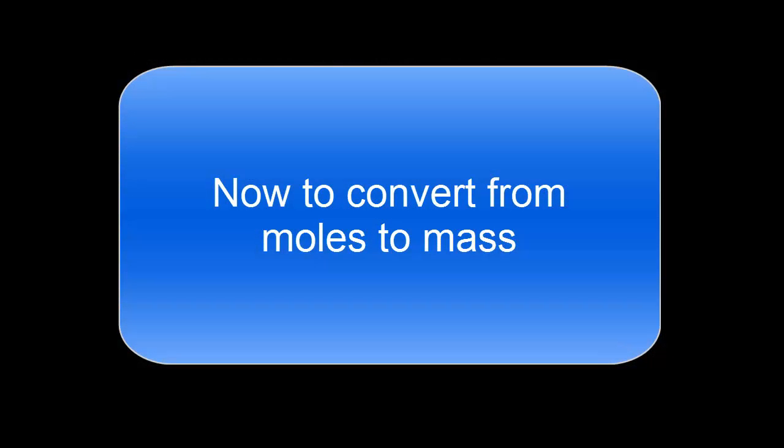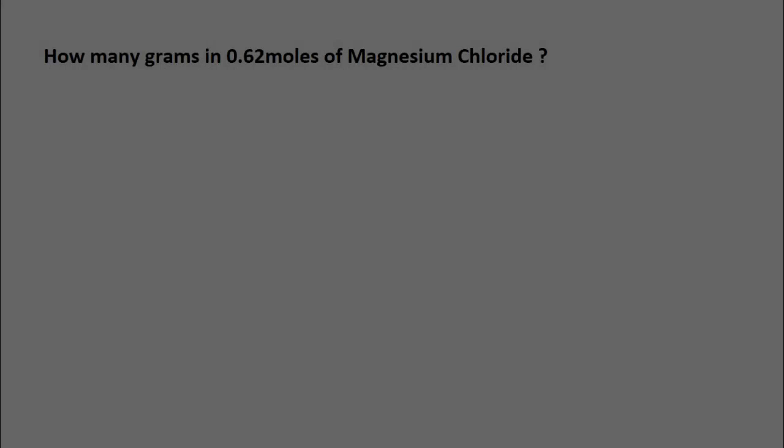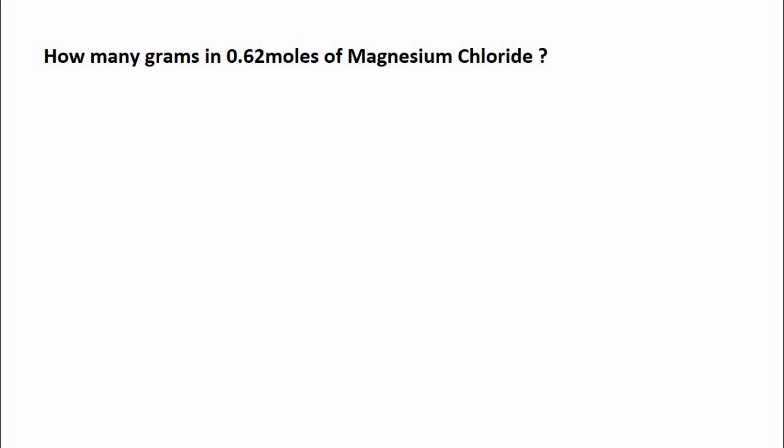Now, let's see how you convert backwards, if you have moles but you want the mass. So in this case we've got 0.62 moles of magnesium chloride. The first thing again, we need to know what magnesium chloride is. It's really important you get the formula right or your molar mass is going to be wrong and everything else is wrong. So we put the moles of magnesium chloride is equal to the mass divided by the molar mass.